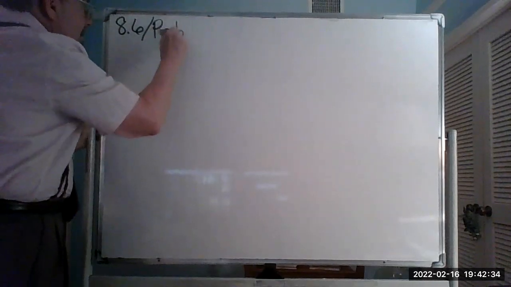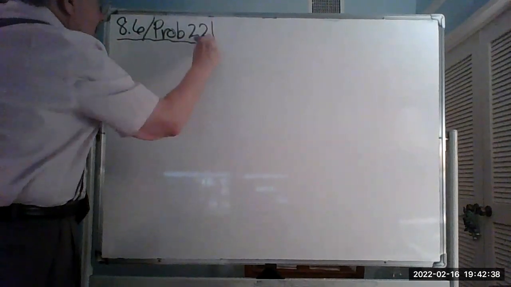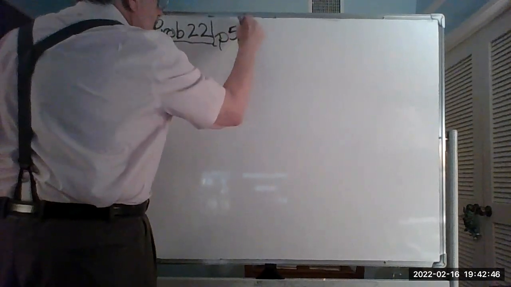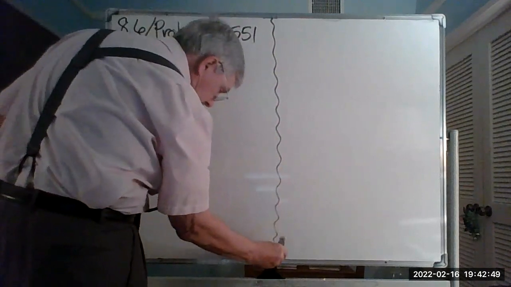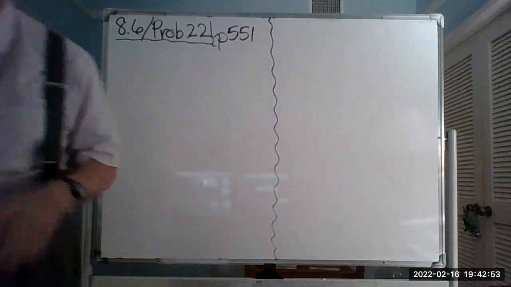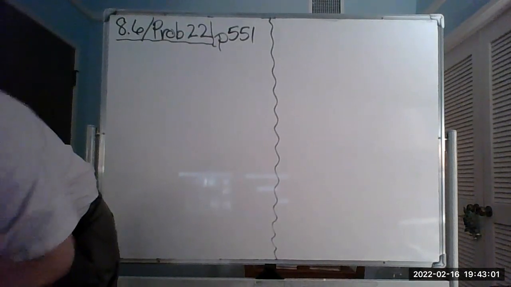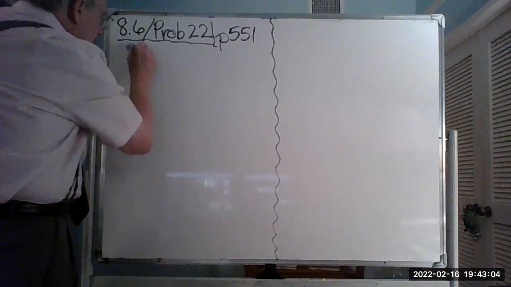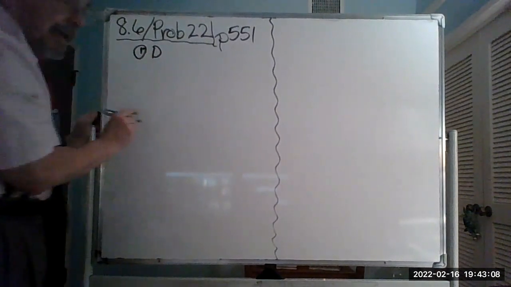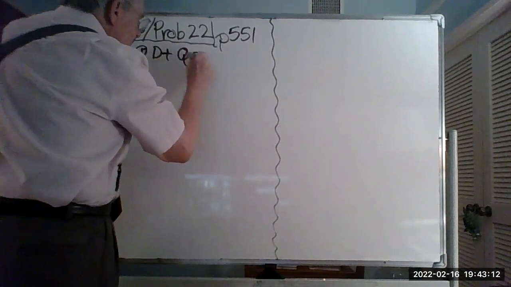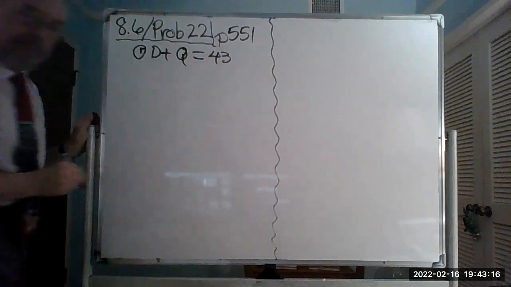Okay. So this is 8.6, problem 22, page 551. Okay, so we have dimes and quarters, and we have 43 of them. So right there, that gives me an equation. That's it. So equation number 1: I use D for dimes plus Q for quarters is equal to 43. Just like that.